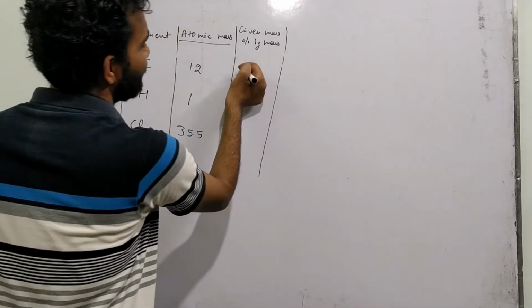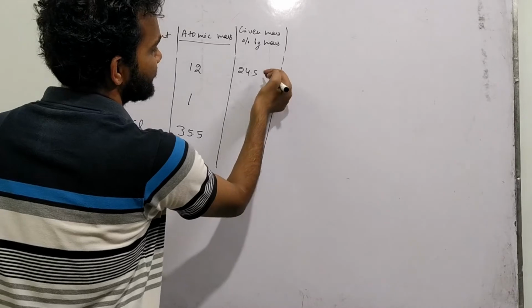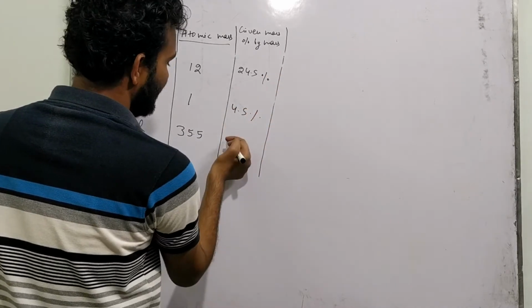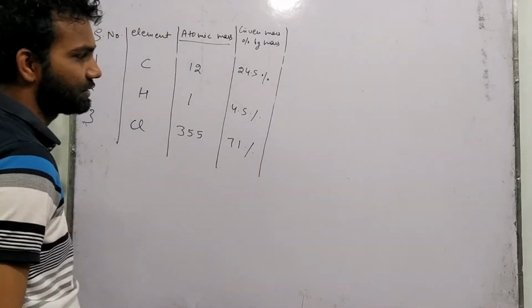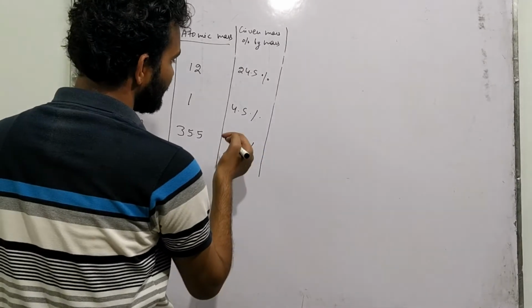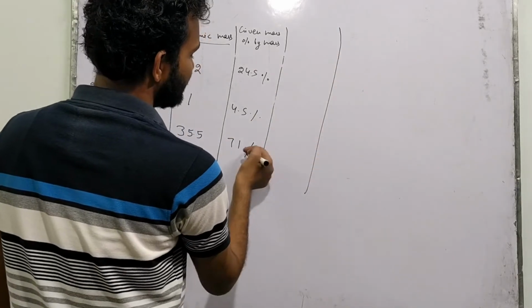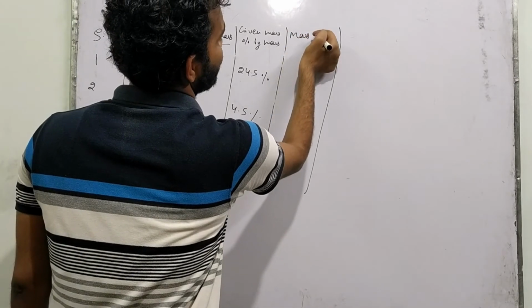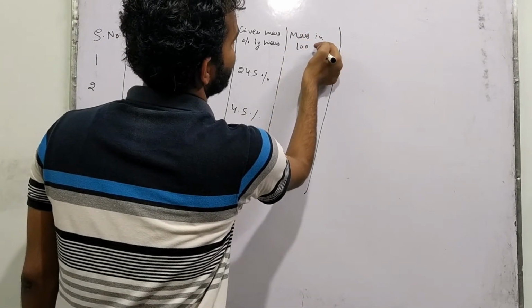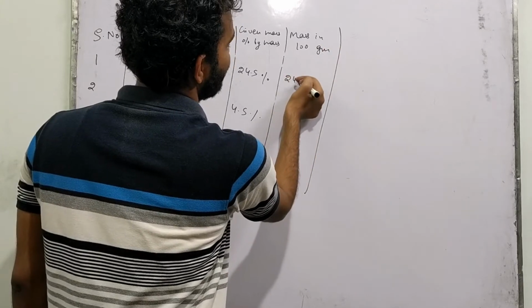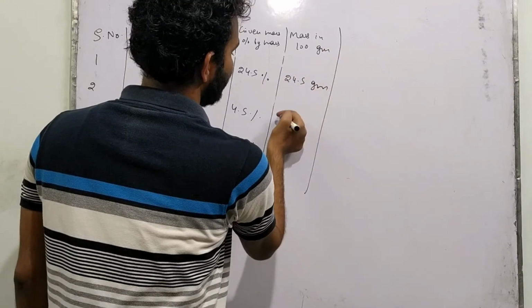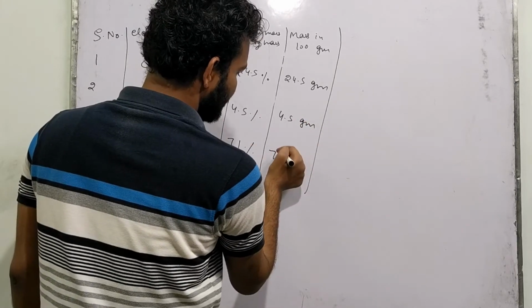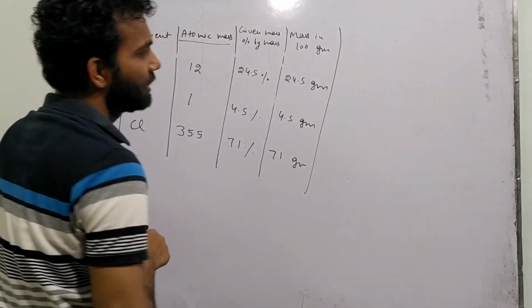कार्बन कितना दिया था बेटा? 24.5%. Hydrogen is 4.5% and chlorine is 71%. Clear? Now these percent means they are present in per 100 gram. You can write here mass in 100 gram. That is 24.5 gram. That is 4.5 gram. And that is 71 gram. Okay.